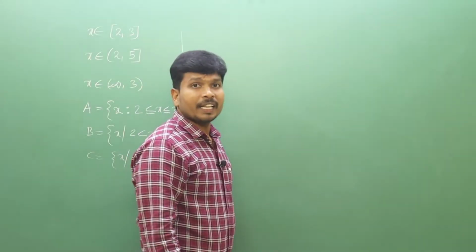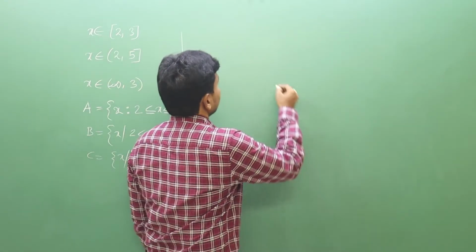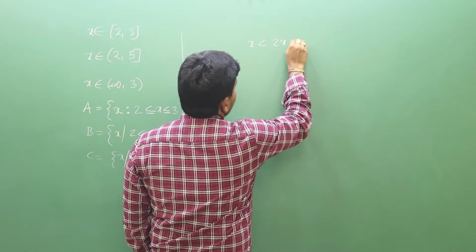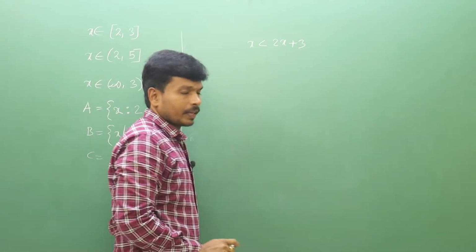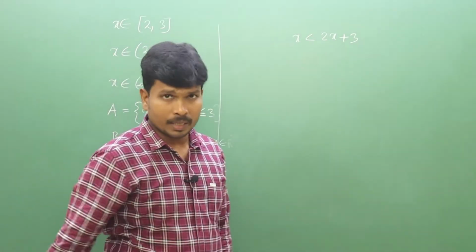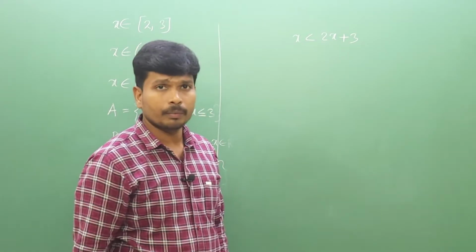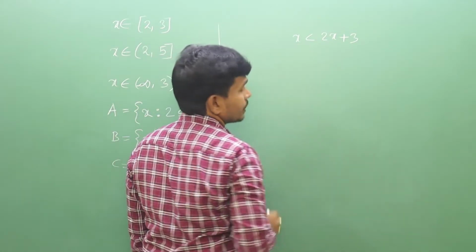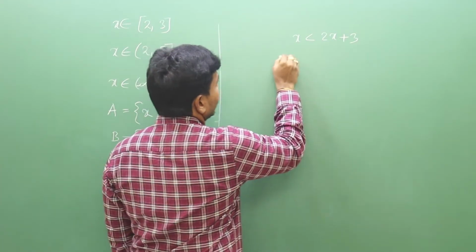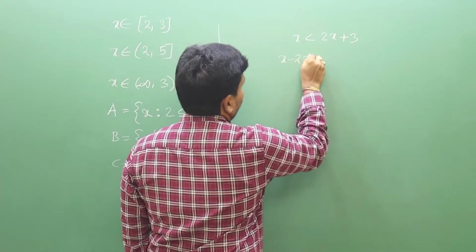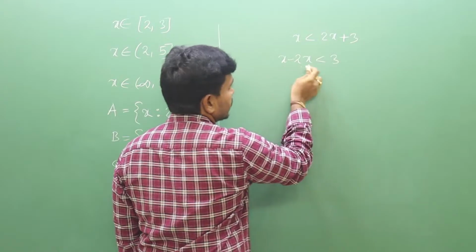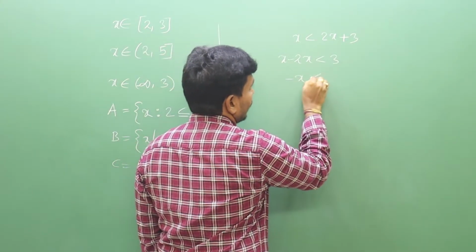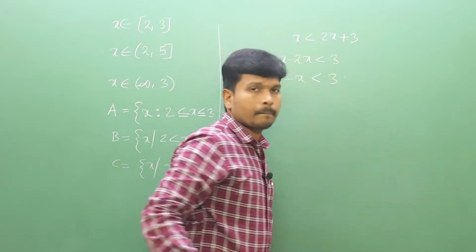Nice. Find the value of x such that x is less than 2x plus 3. Find the x value. That solution also you must do in interval form. Observe here, this 2x we have to take to this side. x minus 2x is less than 3. What is the value of it? x minus 2x is minus x. Minus x less than 3.